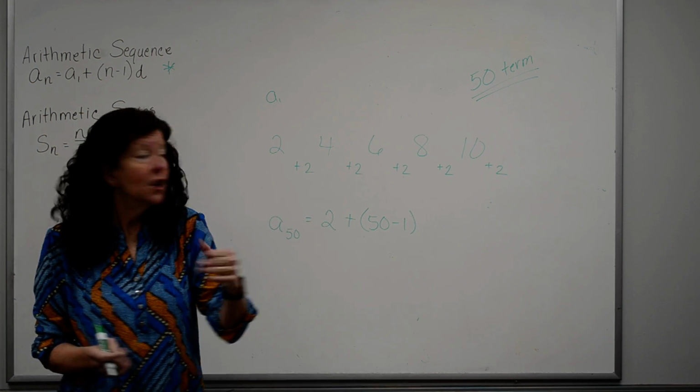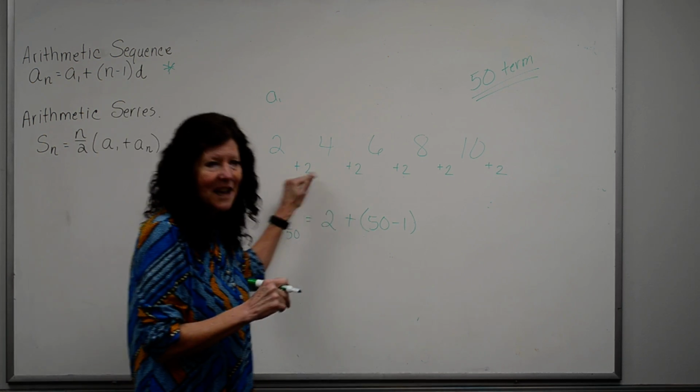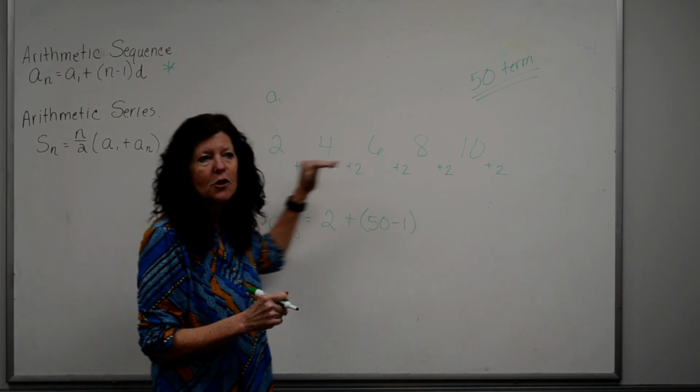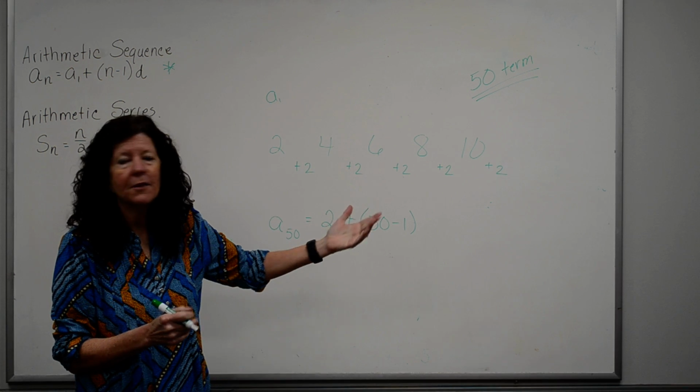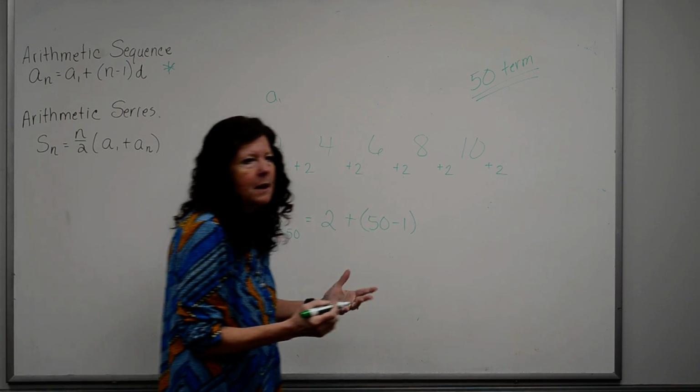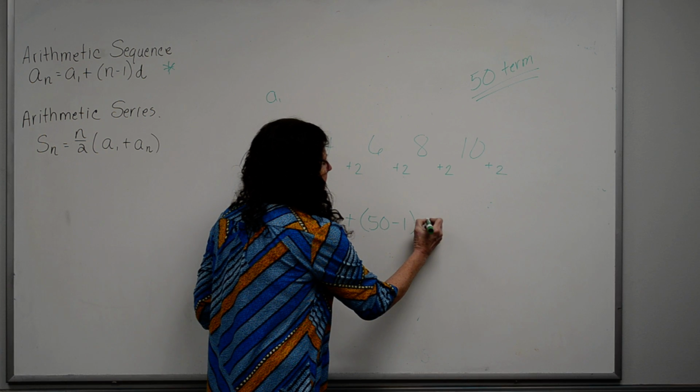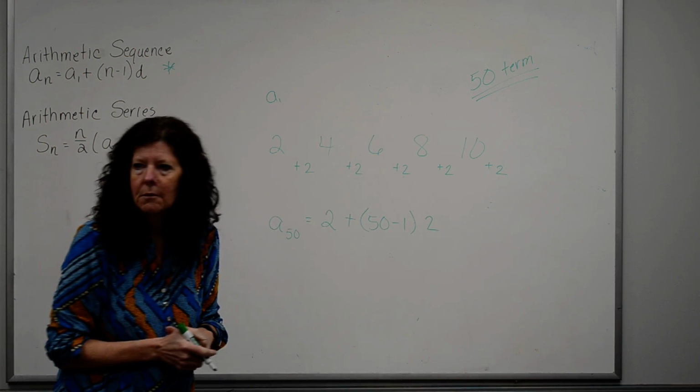Now understand, you can be adding a negative number. So you could have a common difference of -1. You could have a common difference of 1/2. It could be a fraction. But the common difference here is 2.